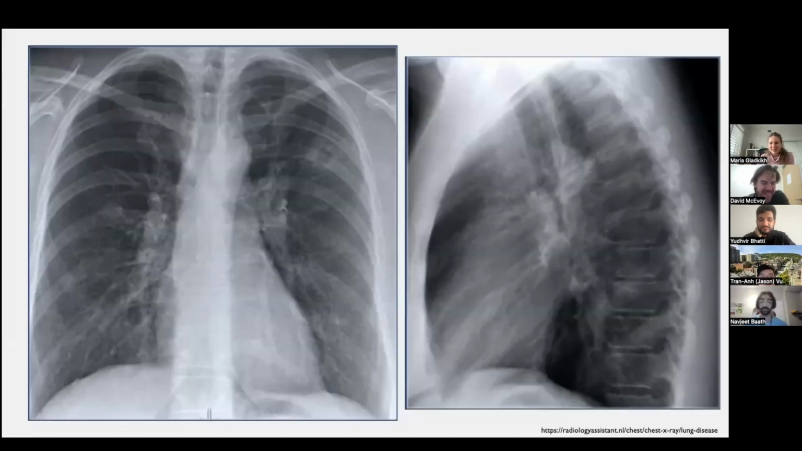Okay. And I think that's probably the last one. Well, where is the abnormality? This one's a bit more subtle, but I liked it. A good one.